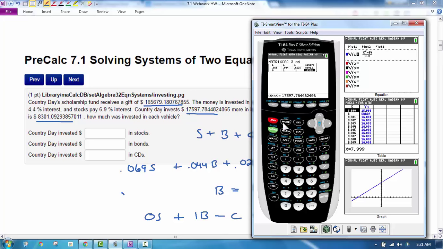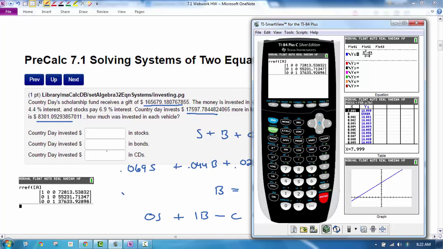Now from there I did second calculate, so I got out of there and did second matrix math, row reduced echelon form of matrix A, second matrix A, hit enter, and this gives you the answer. So the 1 here stands for the coefficient on S, which means S equals 72,813. So let me show you this right here.